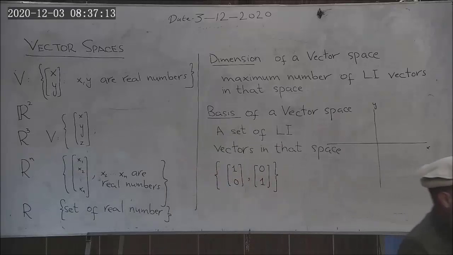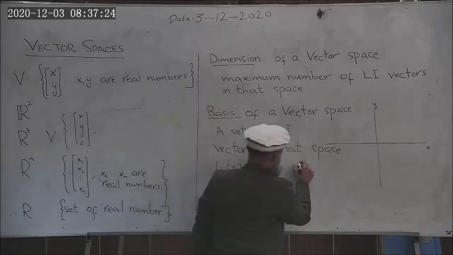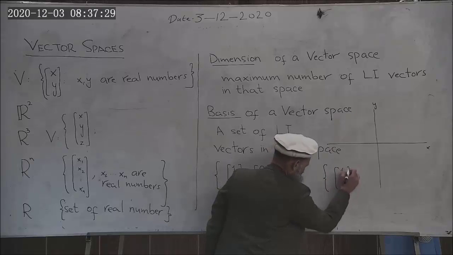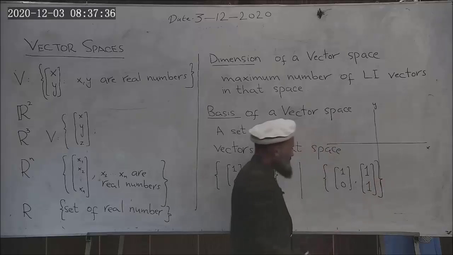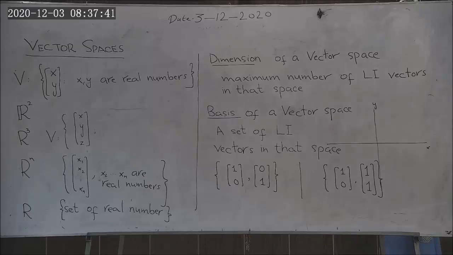And remember that the basis for a vector space is not unique. For example, this is a basis for R2. In another basis, this set, for example, 0, 1, these 2 vectors are also linearly independent. We cannot get one vector by any scalar multiple of the other vector. So this is also a basis for R2, right?